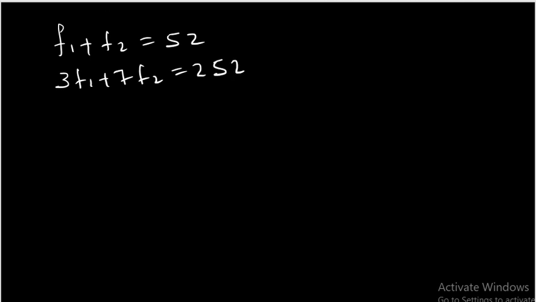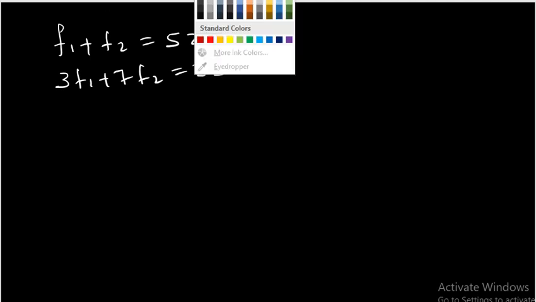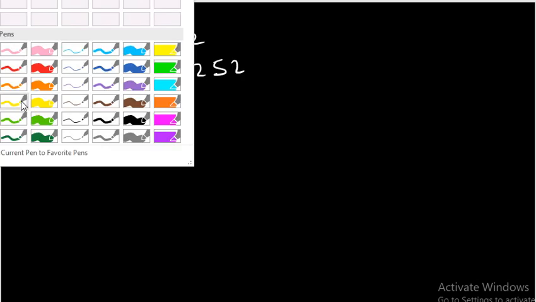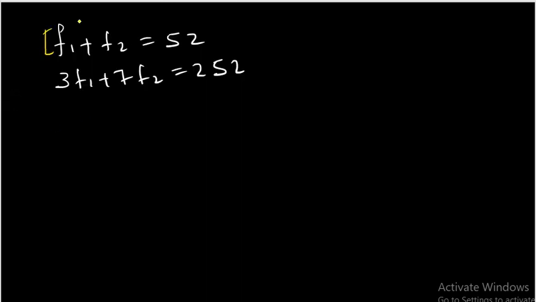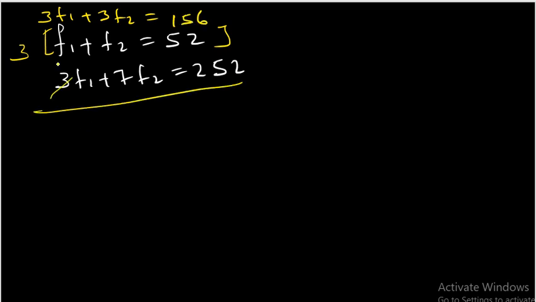Now to solve them, we can apply the elimination process. I can multiply the first one by 3, so it will be 3f1 plus 3f2, which is equal to 156. Then let's subtract. When I subtract, this will be cancelled out. 4f2 remains, 7 minus 3, and when I subtract 252 minus 156, it will be 96. Then I divide by 4.